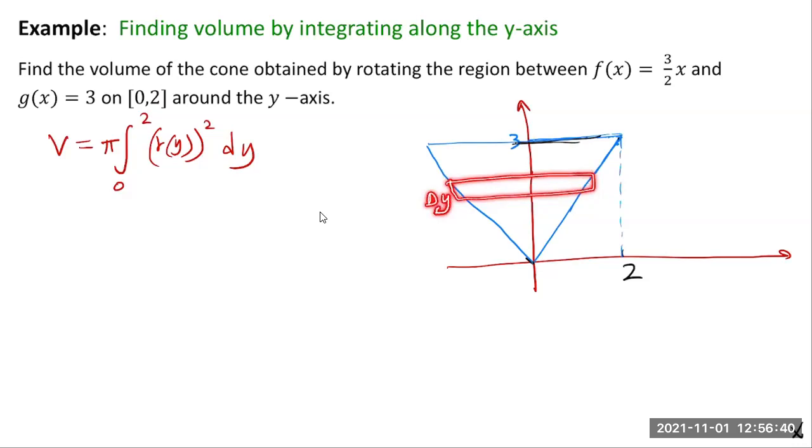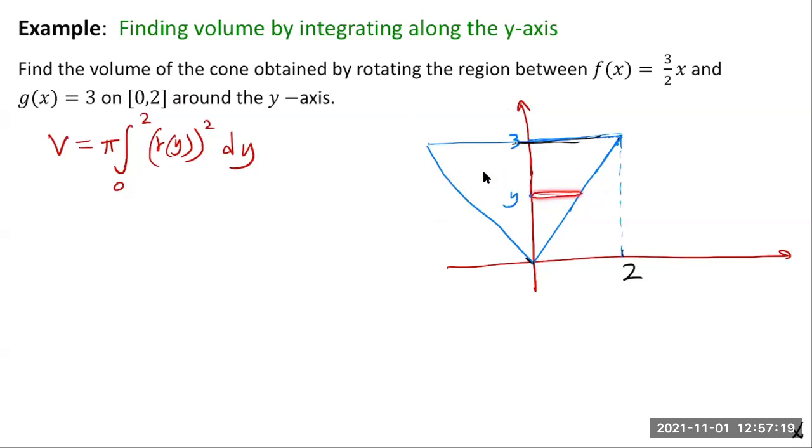That means it should be an integration in terms of y, right? Not in terms of x. So what you need to do is, at a general point y, let's say this value is y, we need to find the radius of that cross section. If you take a cross section here, you get a disk. This is the disk you get. This is the radius. You need to find that radius. Can you find this radius in terms of y? That's the question. How do you find that radius in terms of y?